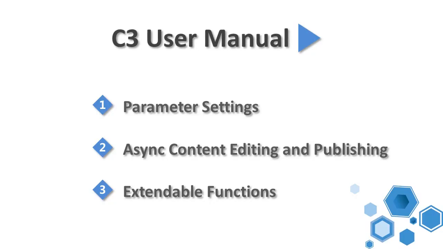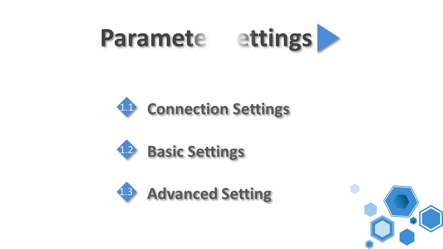C3 User Menu. The first part is Parameter Settings. The second part is Zen Content Editing and Publishing. The third part is Extendable Functions. Parameter settings include 3 sections: Connection Settings, Basic Settings, and Advanced Settings.